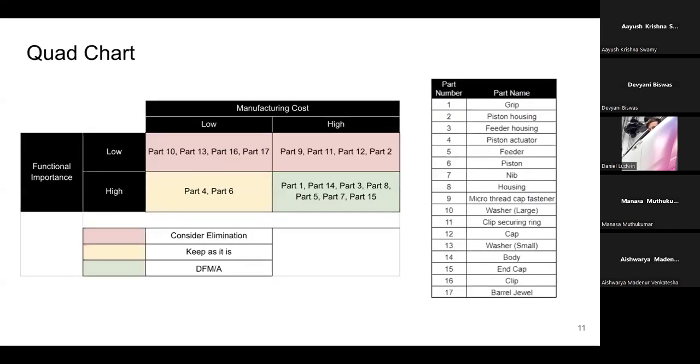Next slide, please. In terms of the quad chart, we mainly focused on part consolidation and part integration, which is found in the green cell, where we applied the principles of DfMA for part 1 and part 14, for example, the grip and the body, and the feeder housing and the feeder.